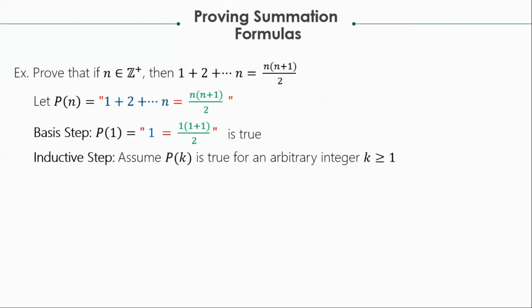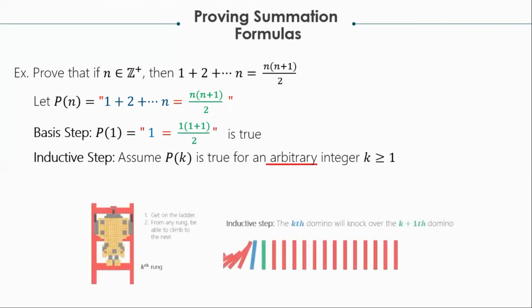The inductive step is we assume that Pk is true for an arbitrary integer k greater than or equal to 1. We can't plug in a specific value here. We have to assume that the kth domino has been knocked down. What does that assumption of Pk being true actually say? We're on the kth rung. We've knocked down the kth domino.